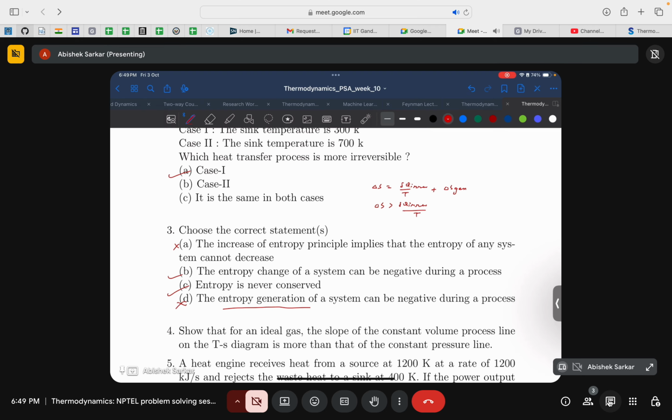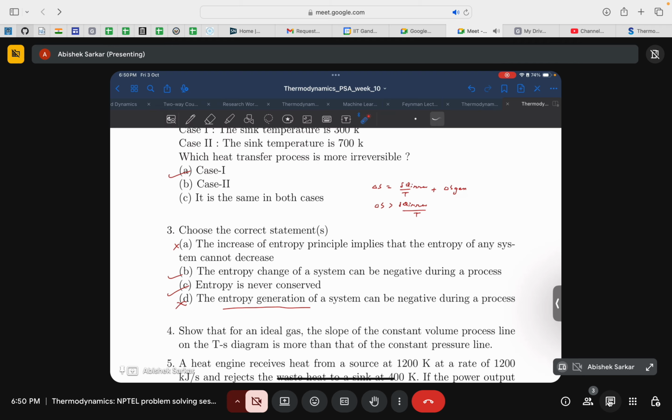Which is not the closest inequality but a consequence of the closest inequality. So to make this equation valid, to correlate this delta S and Q irreversible and get an equation, we add a positive term delta S gen, which is the entropy generation. So entropy generation can never be negative during a process. Okay, so both B and C are correct.